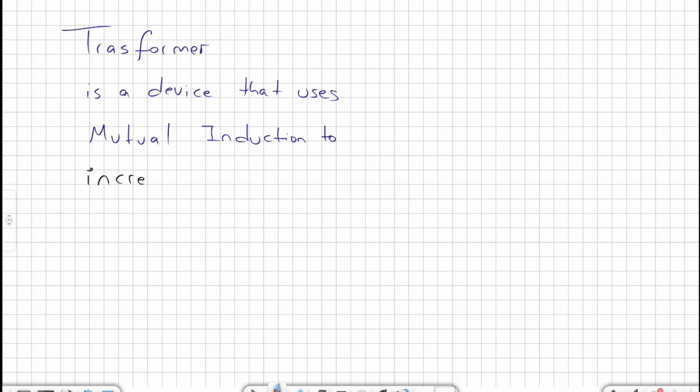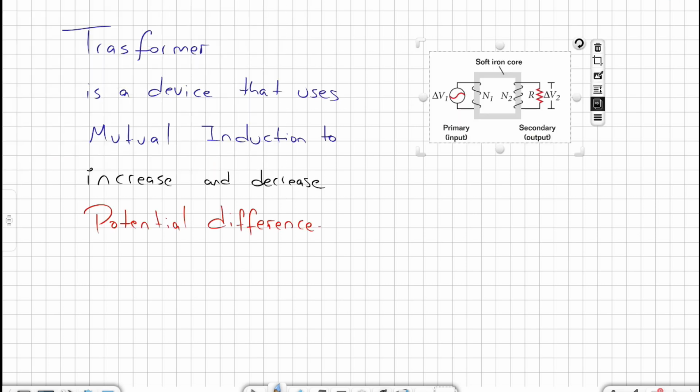Another very useful device is called a transformer. A transformer is a device that uses mutual induction to increase and decrease potential difference. Let's have the picture of the transformer. As you see, it is similar to the mutual induction, where we have two coils and an iron core. The input one is called the primary, the output one is called the secondary. If you have a charger, which is a transformer, you'll be connecting it to the outlet at your home. So you are connecting the primary to the outlet. The input is V1, the output is V2.